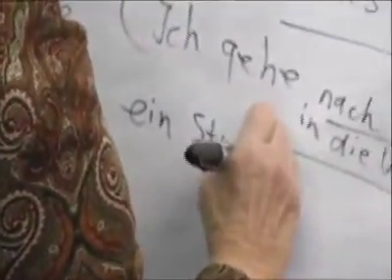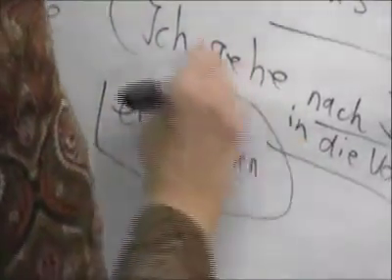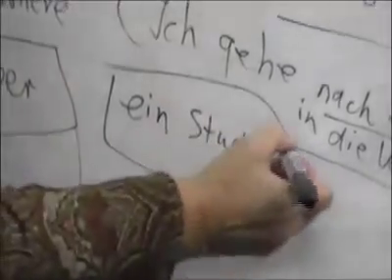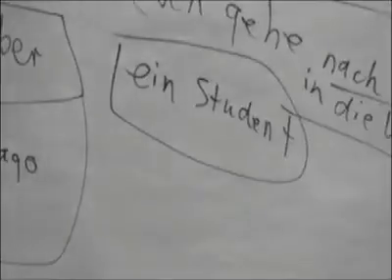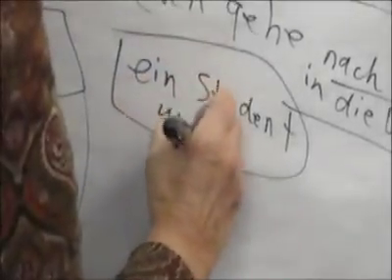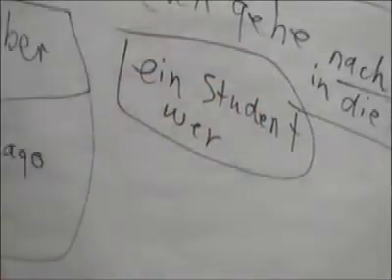Oh, let me see. Oh, suppose you have the expression ein Student. Which question word would you use? You would say, who is that, right? Wer. And the answer would be, oh, that's a student. Okay.